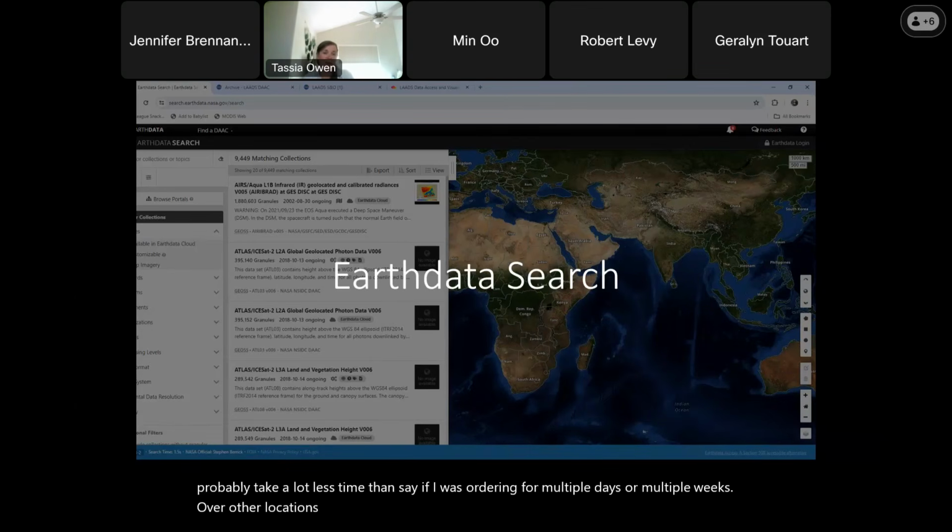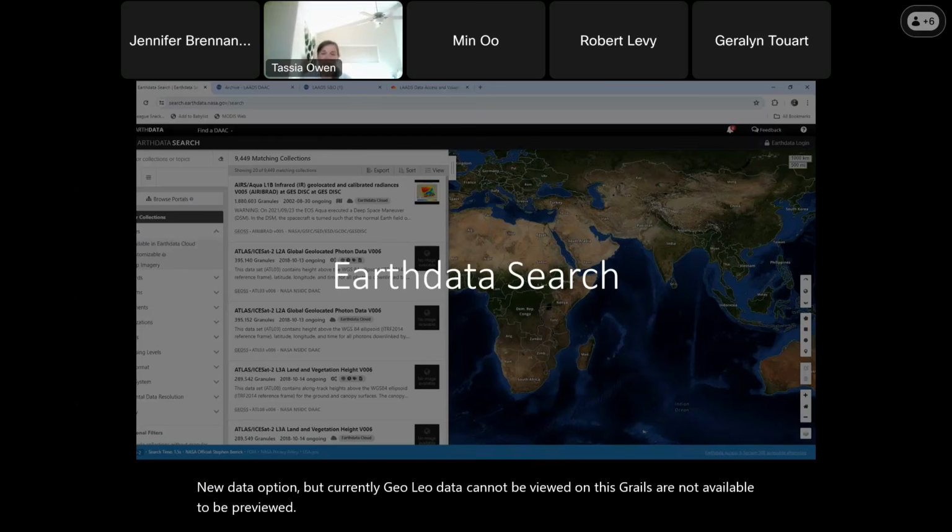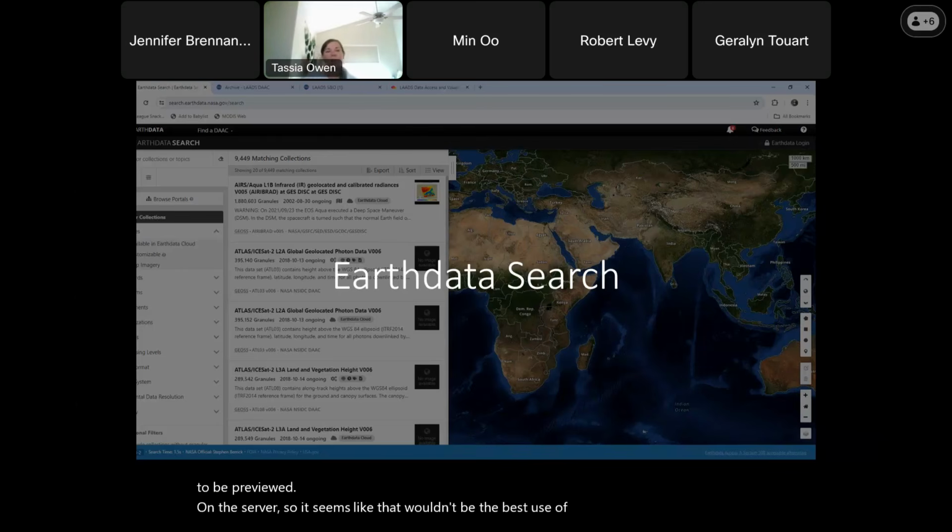Next, the other method I wanted to show you, and I'm going to skip over, there was one more method on the LAADS website, which is that view data option, but currently GEO-LEO data cannot be viewed. Those granules are not available to be previewed on the server. So it seems like that wouldn't be the best use of getting that data at this time.